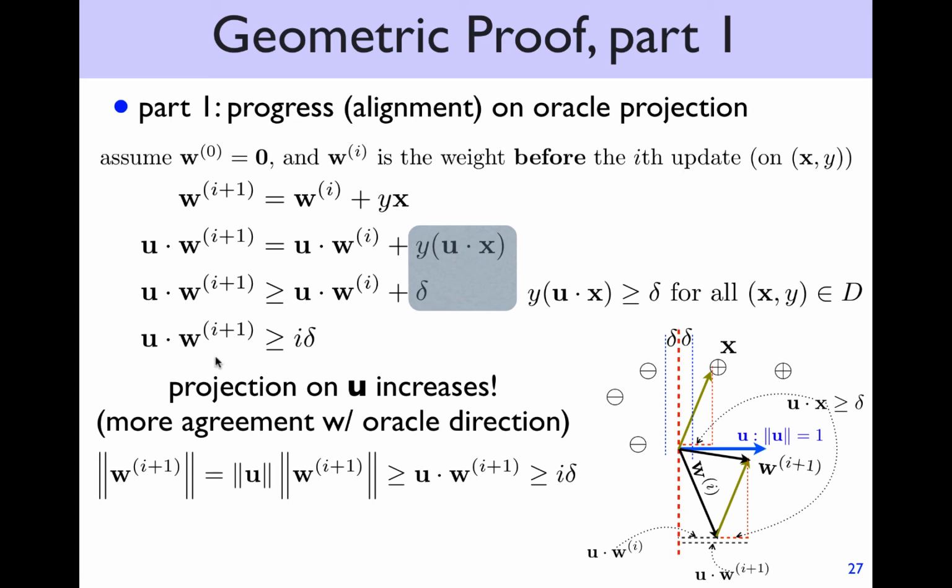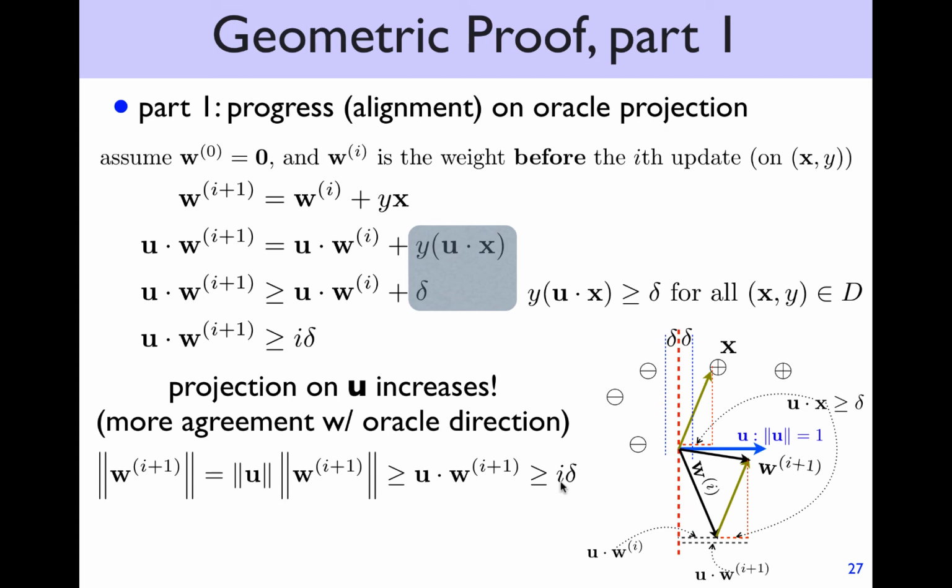So by induction, you have at least I times delta alignment with the correct direction after I updates. And then you can do some little math, and you can show that the length of the I plus 1 vector must be at least I delta as well. To explain it in geometry is easier, because if the projection is at least delta, then the length itself is even longer, right? Because the projection of a vector is always no longer than the vector itself. So if the projection is at least I delta, then the length is of course at least I delta as well. Okay, so this is the first part.